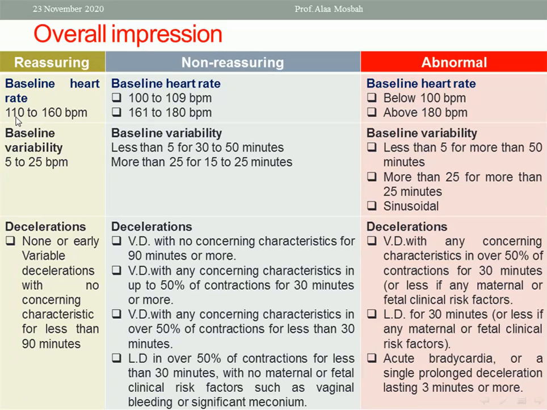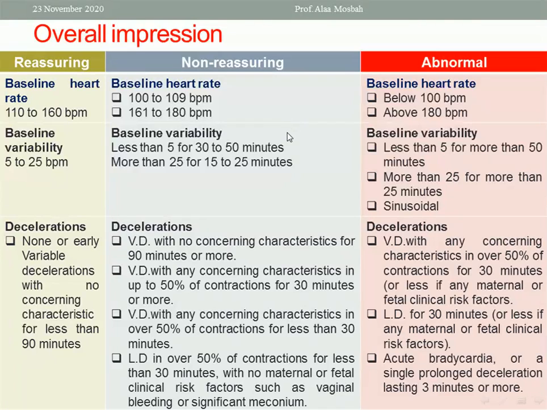Reassuring if the baseline fetal heart rate is between 110 to 160 beats per minute, and the beat-to-beat variability is between 5 to 25 beats per minute, while deceleration is absent, or if it is present, it is of the early type with no concerning characteristic for less than 90 minutes. What about the non-reassuring one?